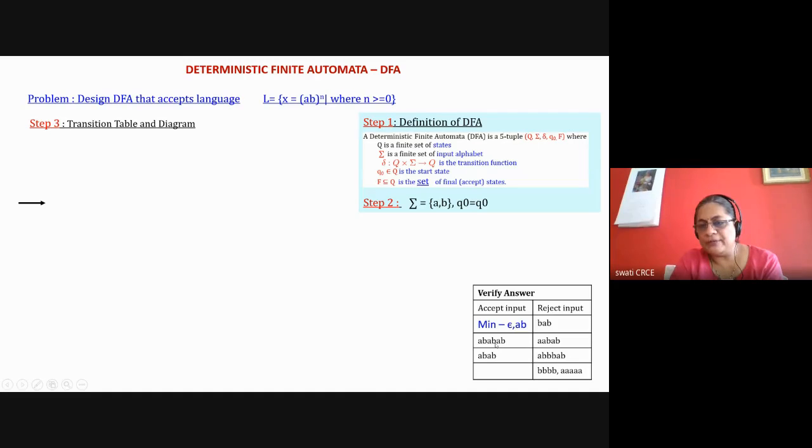And AB repeated any number of times. But if there is no AB, A double B or all B's, all A's, BAB is not allowed. It should be AB combination. Okay, so can anyone suggest what to do? For epsilon, I want to draw the diagram for epsilon. So what should I do?